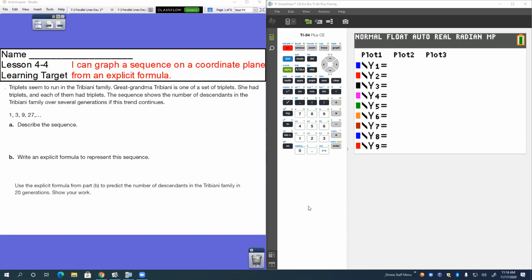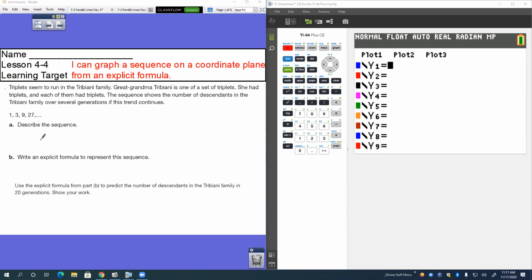So the problem says triplets seem to run in the Tribbiani family. Great grandma Tribbiani is a set of triplets. She had a set of triplets, and each of them had a set of triplets. The sequence shows the number of descendants in the Tribbiani family over several generations if this trend continues. So the sequence that we have is 1, 3, 9, 27.